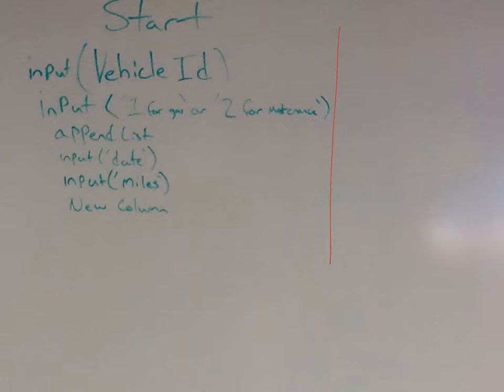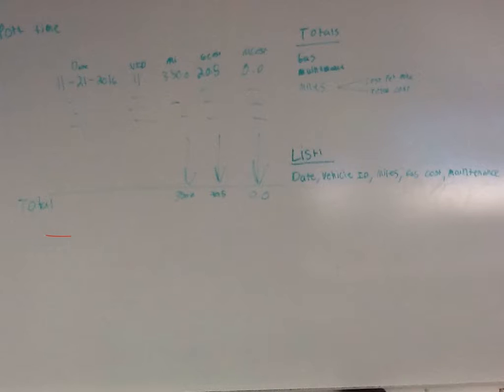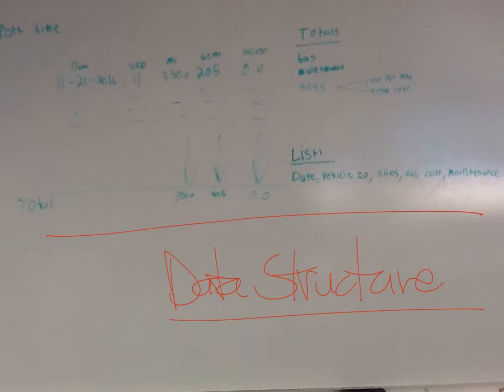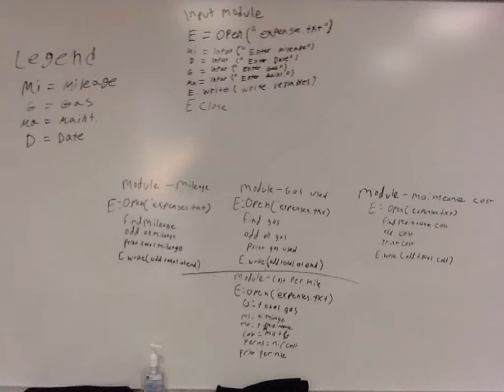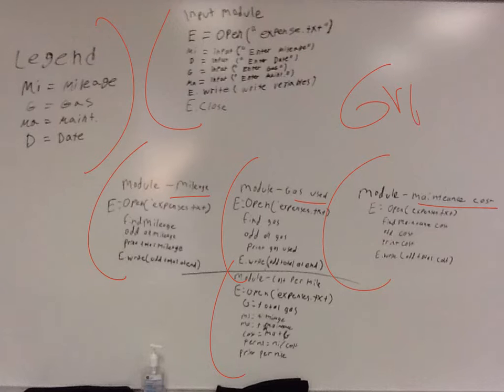This group had some of the ideas here. This would have been group 5, I believe. And then they had some type of a data structure here to put in the data. This group actually had the different modules they thought that they would use. They have an input module and a module for mileage and some different things like that. Started a legend. I think this was group 3.